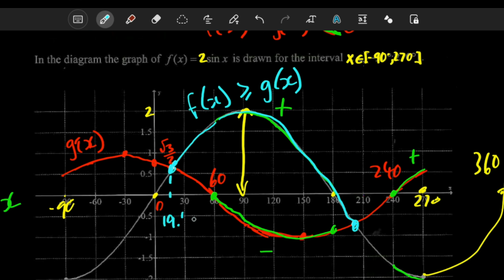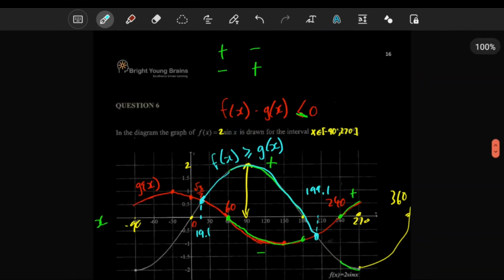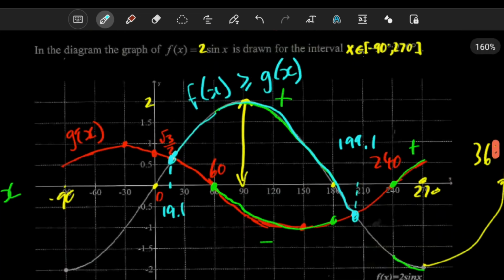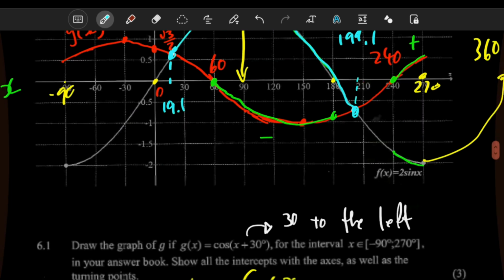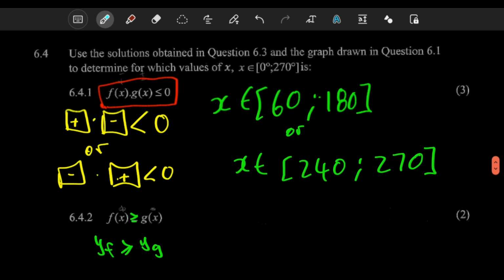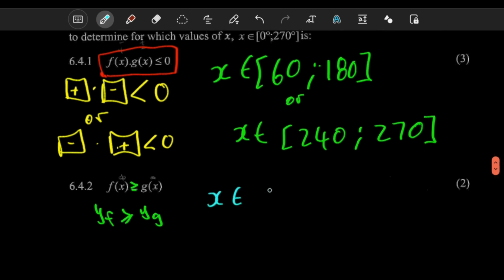We got this to be like 19.1, and this we got to be like 199.1. So in terms of giving our answer, we're going to need to say from this until that, where they are both included, because this is where they are equal, and this is where the graph of f is above. So x is an element of 19.1 all the way until 199. These questions are quite standard, and this is how you work them out.